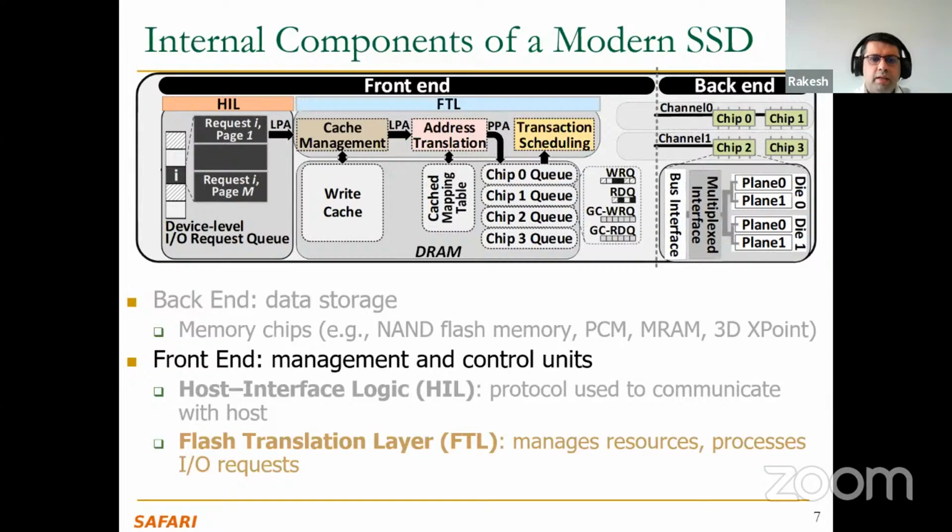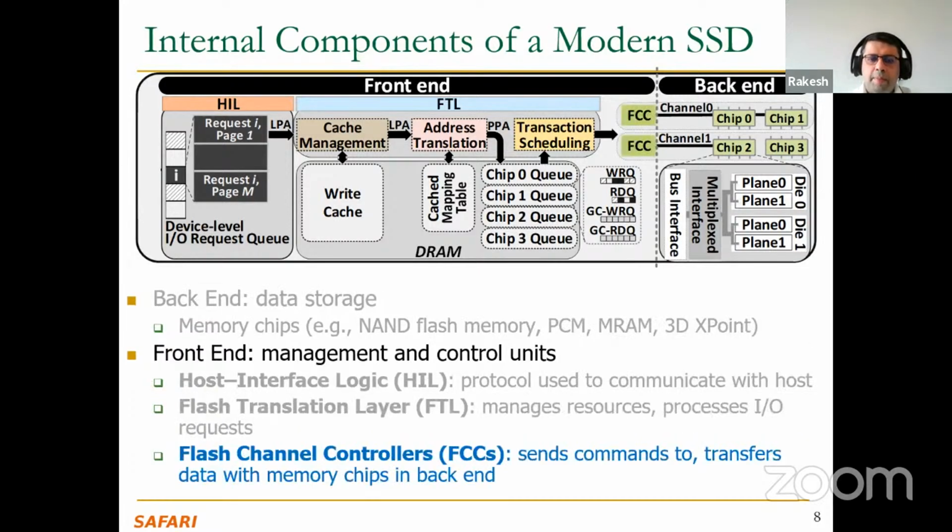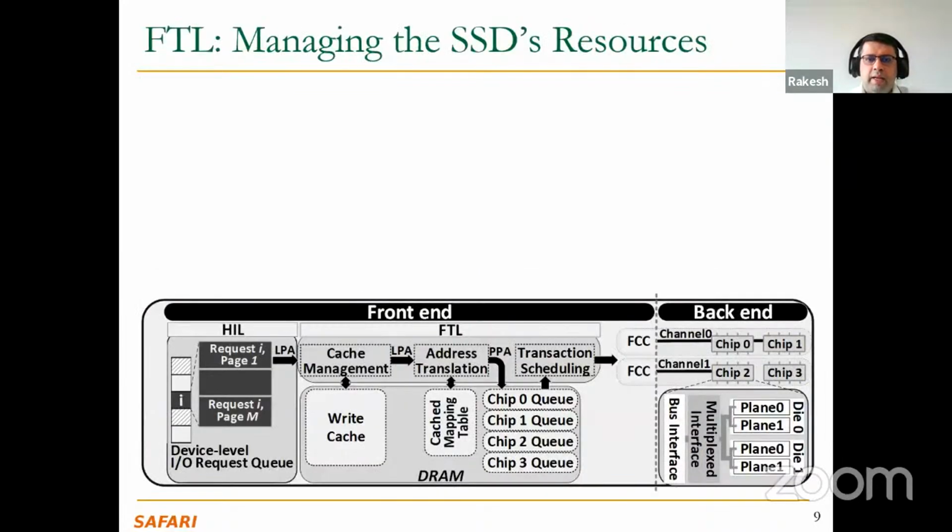These requests are then passed on to the flash translation layer, which manages the resources of the SSD, processes the IO requests, and performs some background operations. Then we have the flash channel controllers, which send commands and data to the back end and receive data from the back end. So let's look at the FTL in particular and see how it manages the SSD's resources.